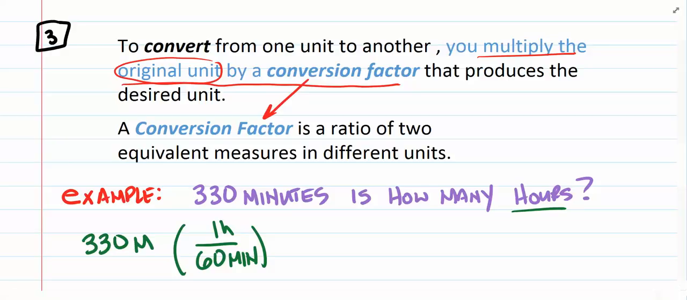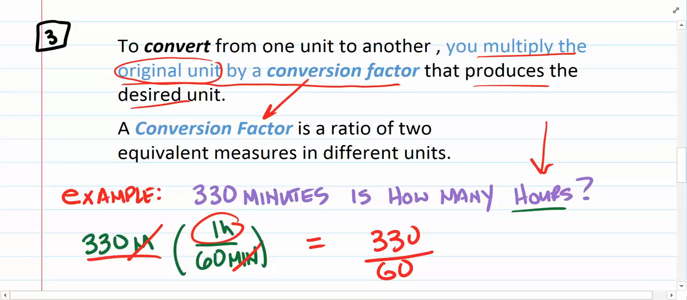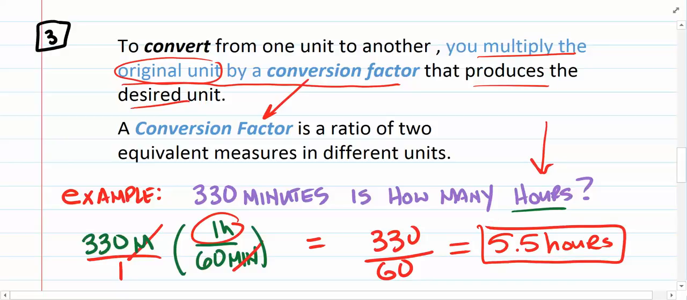So now, what's so nice is that look, my minutes cancel out in my denominator over here on the right. So that tells me that all I have left is hours, and that's the desired unit. That's what I mean by, to produce the desired unit. The desired unit is hours, so that's all I have left. So all I have to do now is take 330 and divide it by 60, because that's what this says. This is like 330 over 1, and I'm just multiplying straight across. And 330 divided by 60 gives us 5.5, and we're talking about hours. So we have now converted 330 minutes to hours.